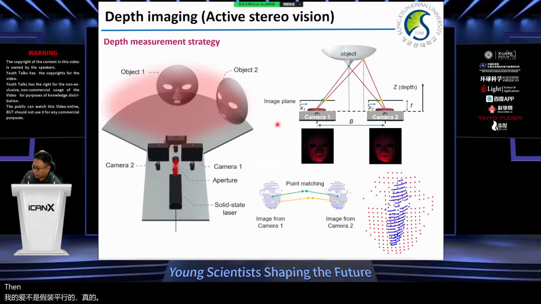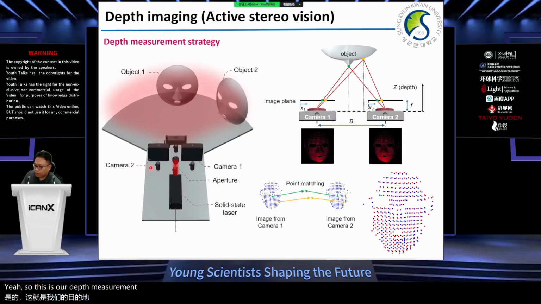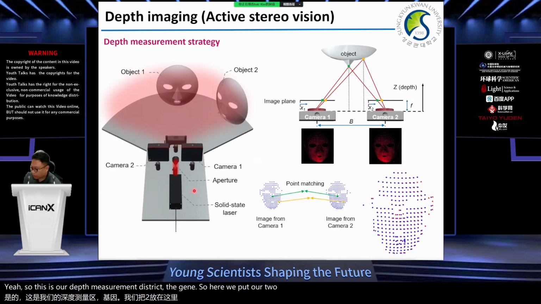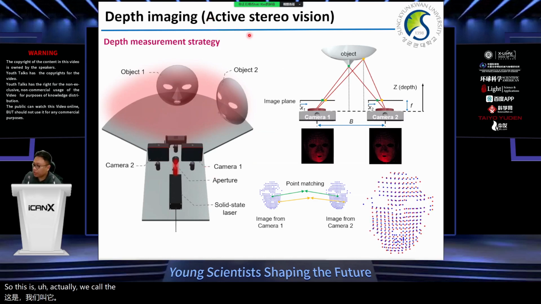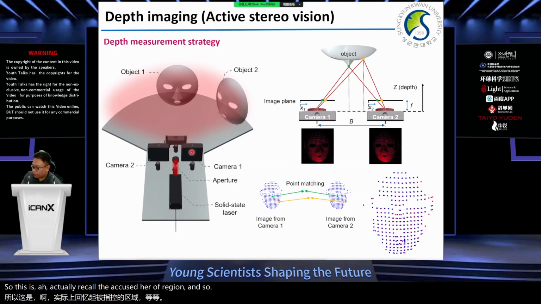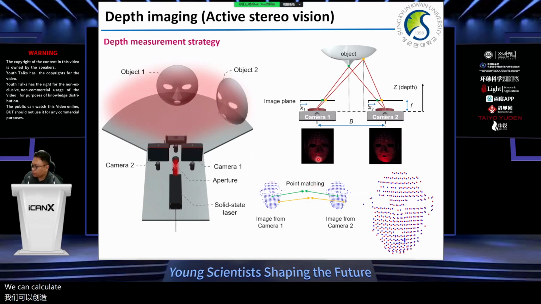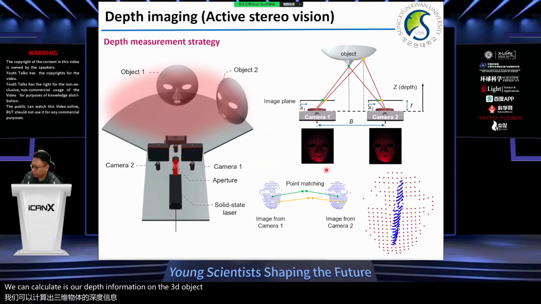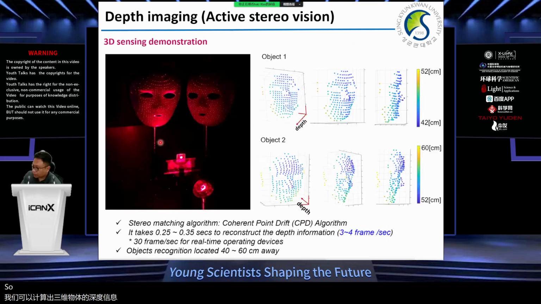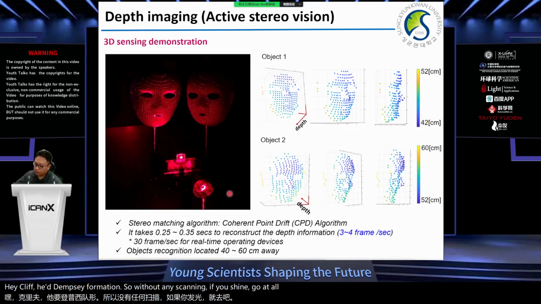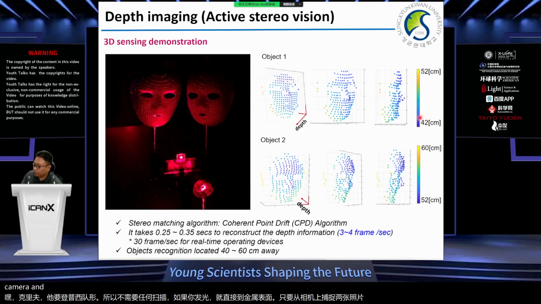Okay, so this is the depth measurement strategy. Here we put 2 cameras. We call it active stereo vision. By using a triangulation point matching algorithm, we can calculate the depth information of the 3D object. This is the real experimental imaging, and this is the calculated depth information. Without any scanning, if you shine the light onto the metasurfaces and just capture 2 images from the cameras, then you can reconstruct the depth information.